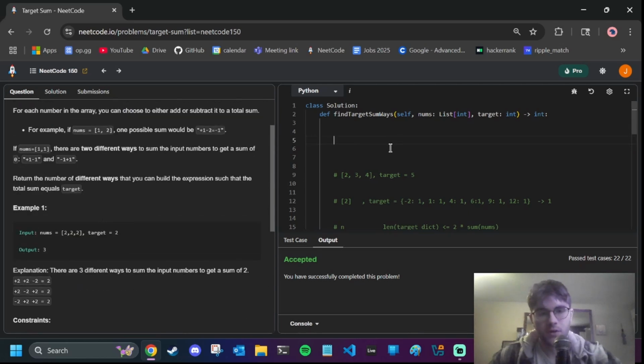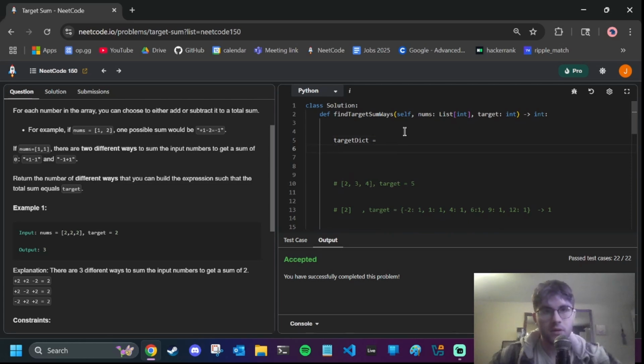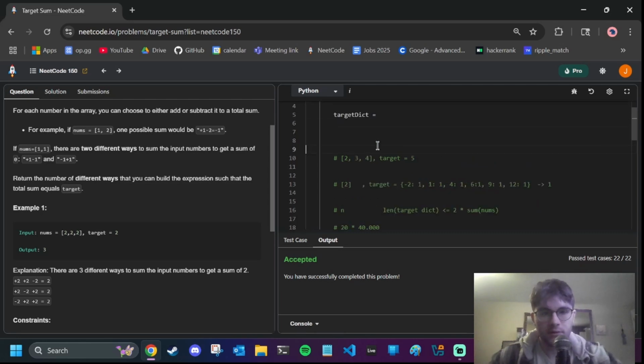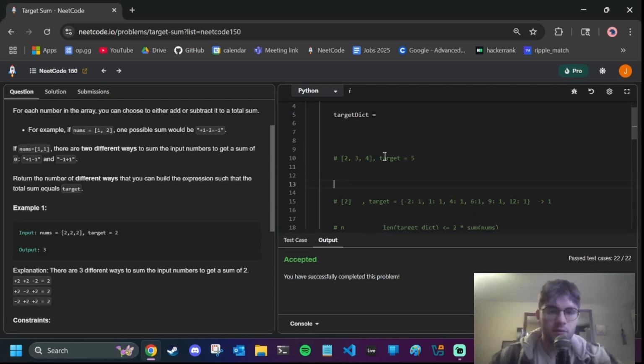All right. I'm going to call it target dict, and then we're going to have our nums. So do I have to do it backwards? I don't think I have to do it backwards because... So I did it backwards. Let me see what happens when I do it forwards. That is to end with 4. So our target is 5.